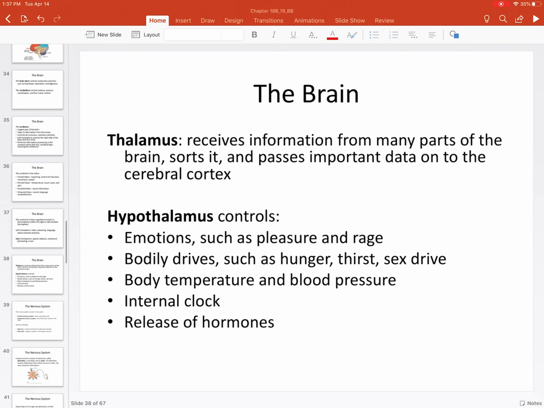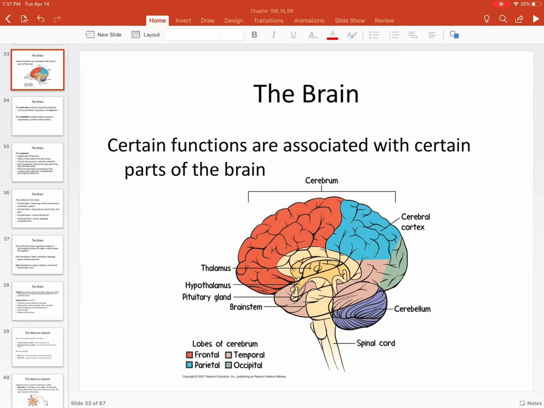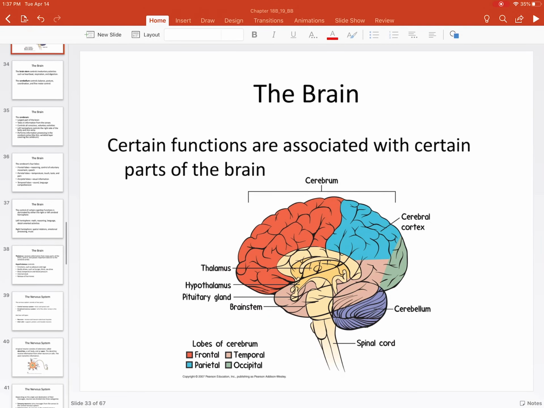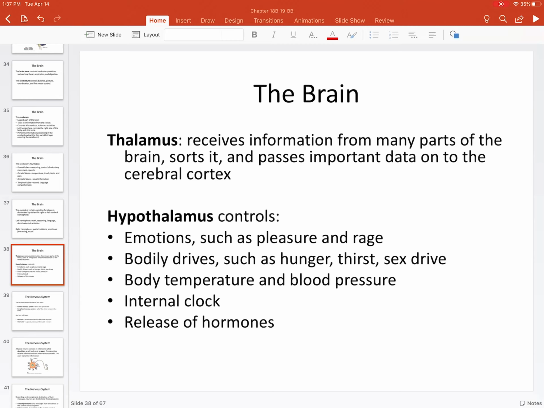Your hypothalamus, on the other hand, is beneath the thalamus. Hypo means low, so it's right below the thalamus. The hypothalamus is going to control a lot of really important things to the rest of the body: your emotions, such as pleasure and rage; your bodily drives, such as hunger, thirst, sex drive; your body temperature, your blood pressure, your internal clock, and your release of hormones. So when they're looking at your hormone levels in your blood, if you've ever had blood work done, they're looking at T3, T4, TSH, these are thyroid hormones.